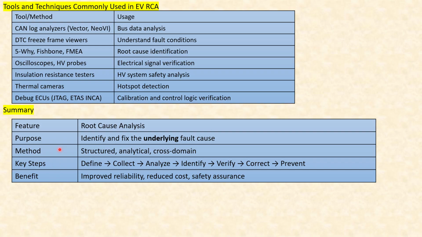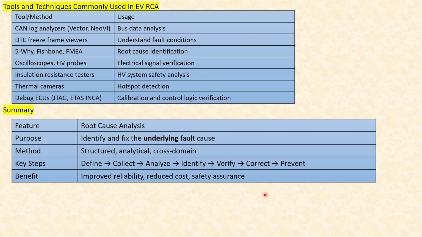All right. So in summary, the purpose is to identify and fix the underlying fault cause. The method is structured, analytical, and cross-domain. The key steps: first you define, then you collect, then analyze, identify, verify, correct, and prevent. And let me re-emphasize this, even though I already spoke about it: don't forget this step under any circumstances, because if you forget it, you will most probably go through all the steps again next time if the same error happens. Coming to the benefits: improved reliability, reduced cost, safety assurance.